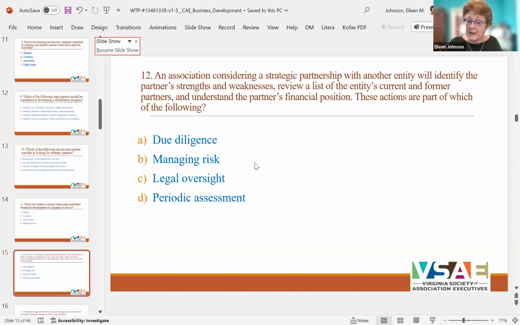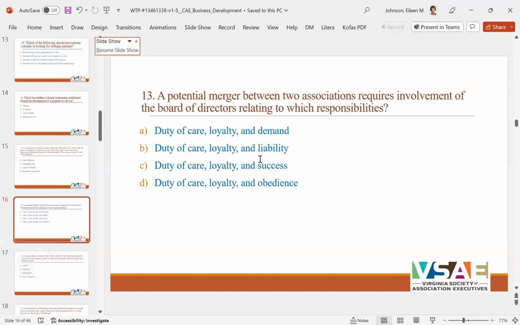And this is from chapter 26. So, okay, 13. Potential merger. A potential merger between two associations requires involvement of the board of directors relating to which responsibilities? A, duty of care, loyalty, and demand. B, duty of care, loyalty, and liability. C, duty of care, loyalty, and success. Or D, duty of care, loyalty, and obedience.